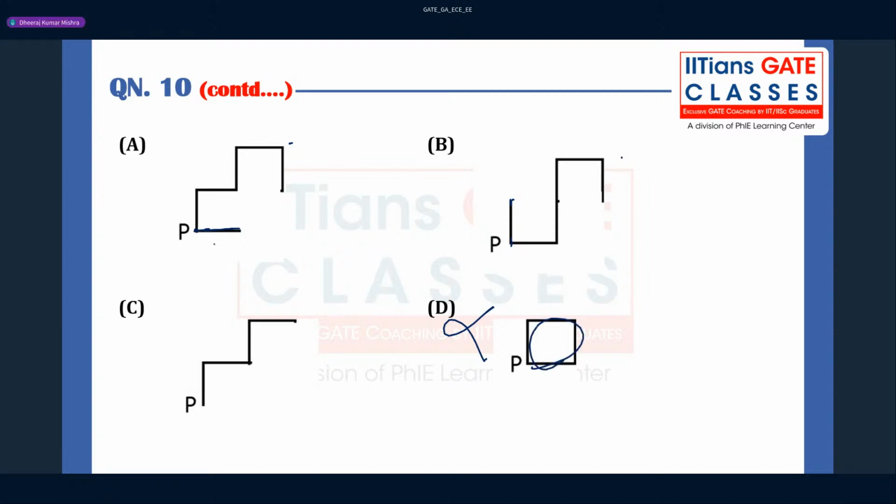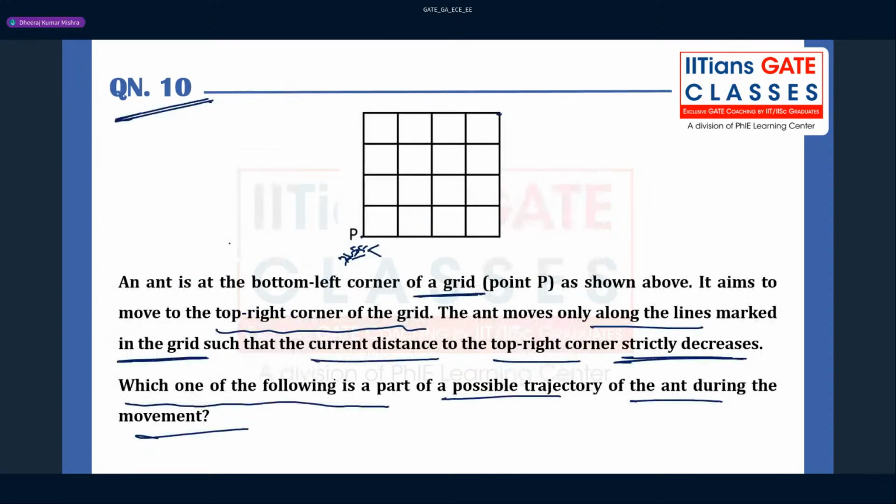You are just rotating here only. Understood? If you go like this, suppose you started like this, you bent like this, and again you came back here, right? So you are very far from the top corner. But if you go like this, yeah, you can be near. So option C will be correct here. So this is a very simple question, right? Okay.